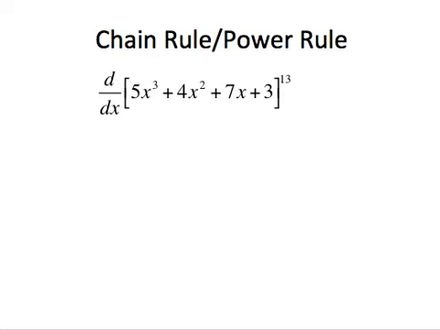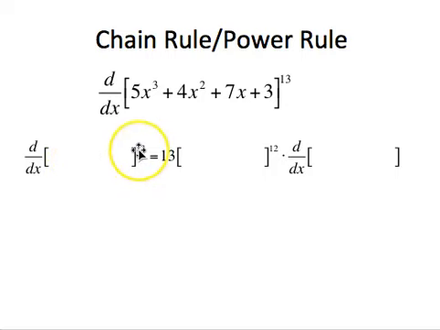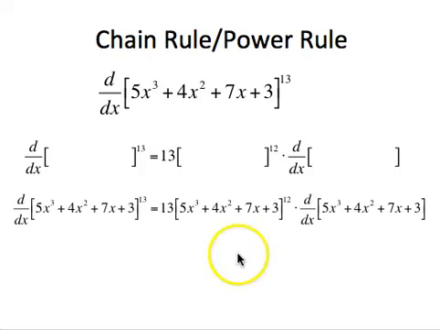We want the derivative with respect to x of 5x cubed plus 4x squared plus 7x plus 3 to the 13th power. I see that this is the derivative of something to the 13th power. So using our power rule, that's 13 times something to the 12 times the derivative of the something. The something, of course, is 5x cubed plus 4x squared plus 7x plus 3. And what is the derivative of 5x cubed plus 4x squared plus 7x plus 3? That would be 15x squared plus 8x plus 7.